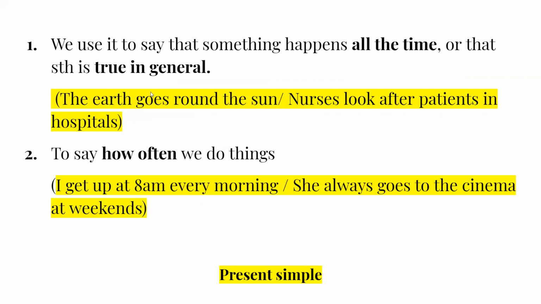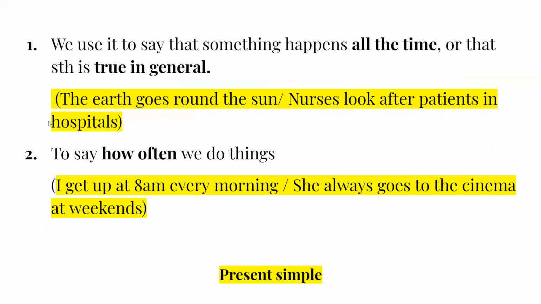In present simple, we use it to say that something happens all the time. For instance, our daily routine, or that something is true in general. Something that is true in general is the following example. The earth goes around the sun. That is always true. That is a fact. And also we have, nurses look after patients in hospital.